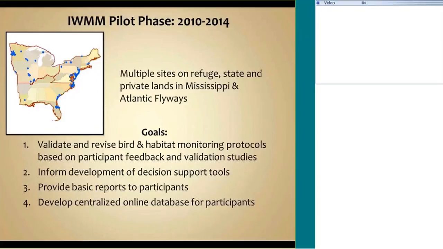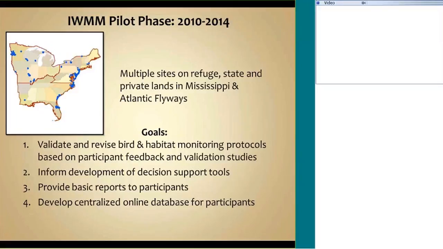To arrive at the current protocols, IWMM conducted a lengthy pilot phase from 2010 to 2014. During this time, water bird habitat and count protocols were distributed to cooperators on a variety of refuges, state wildlife management areas, and private lands in both the Mississippi and Atlantic flyways.